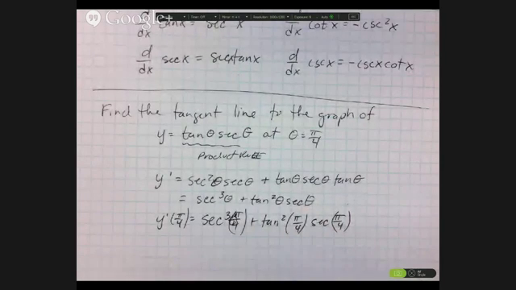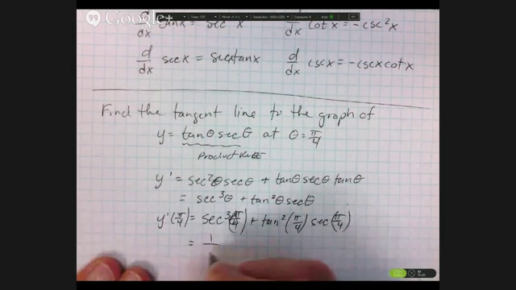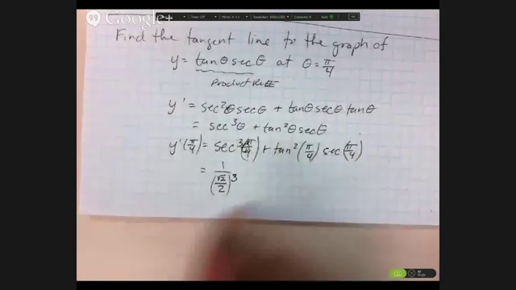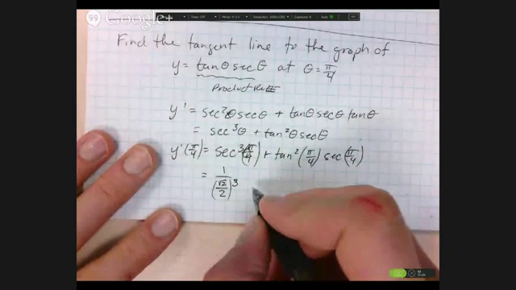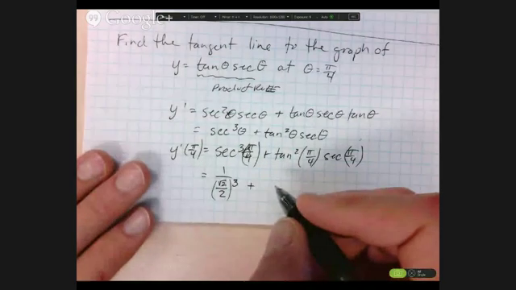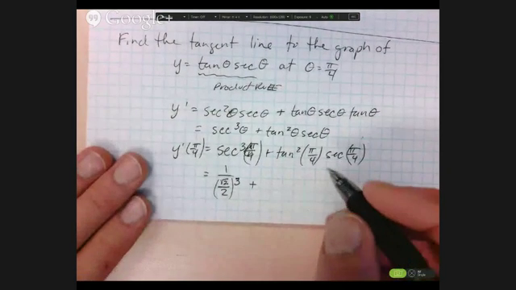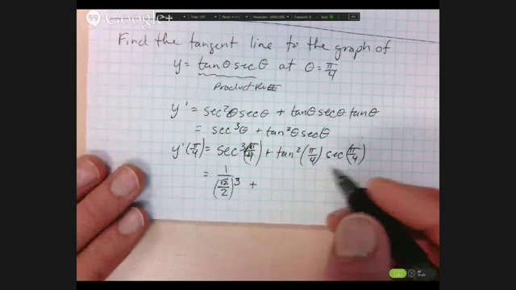Challenge time. Anybody know the secant of pi over 4? Exactly, 2 over root 2. What's the identity for secant? 1 over cosine. Cosine of pi over 4 is root 2 over 2, for either sine or cosine. Tangent is sine over cosine, right?